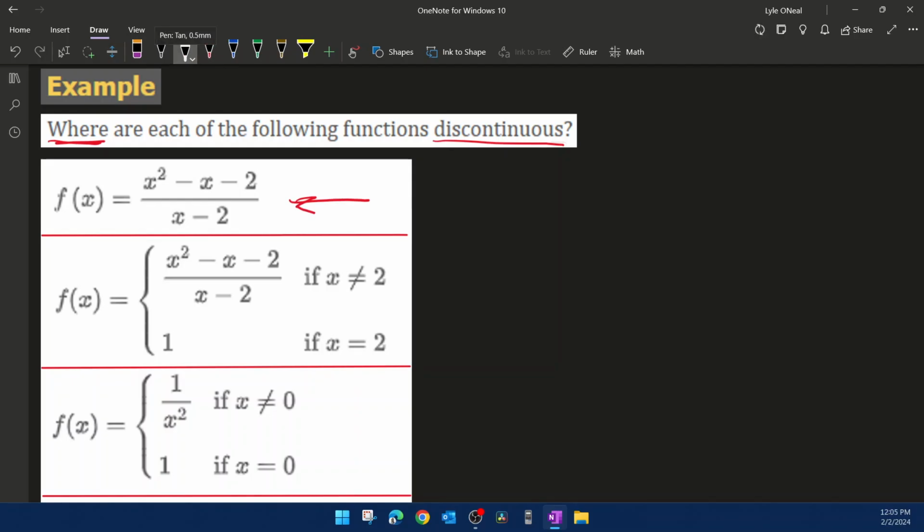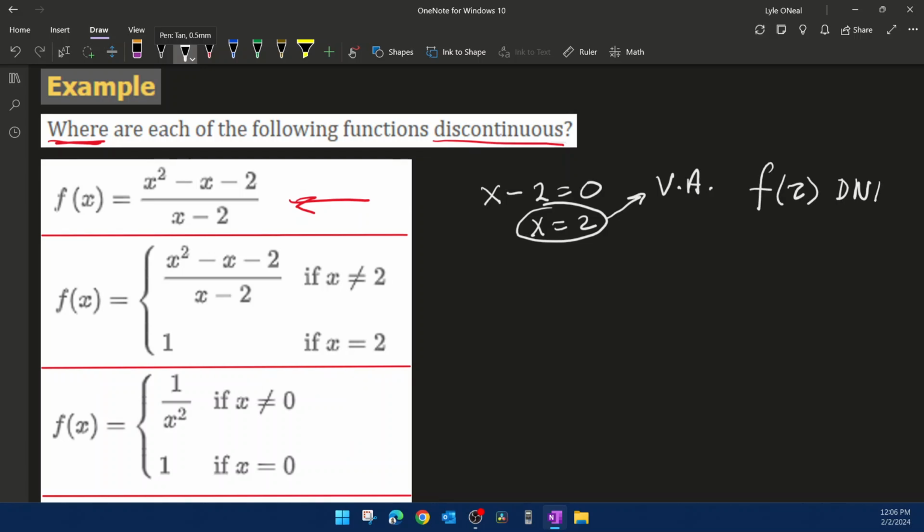notice that this is a rational function, and rational functions have the restriction that the denominator cannot be 0. So if we set the denominator equal to 0 and solve, we can see that there will be a point of discontinuity at 2, because that is also where the vertical asymptote occurs. Does that make sense? F of 2 does not exist because the function would be undefined at 2.